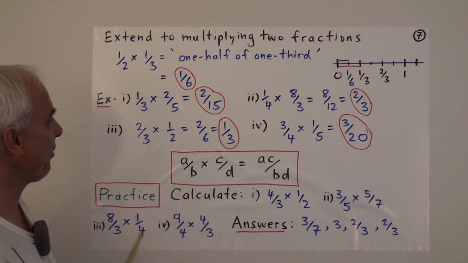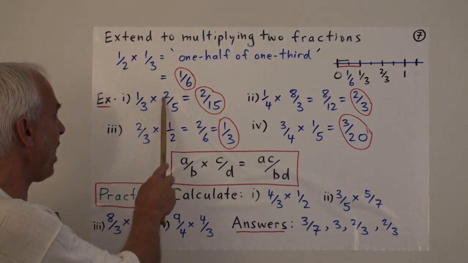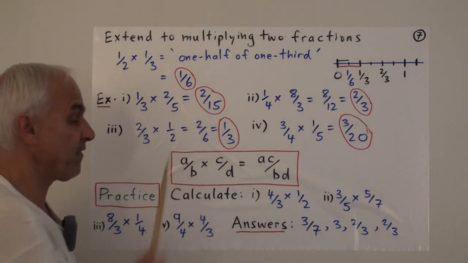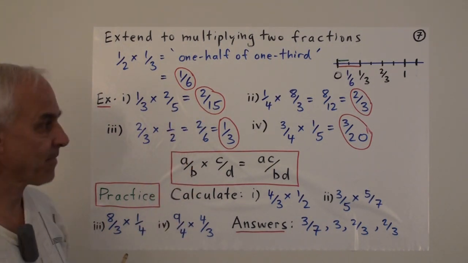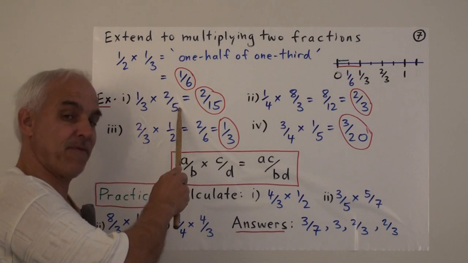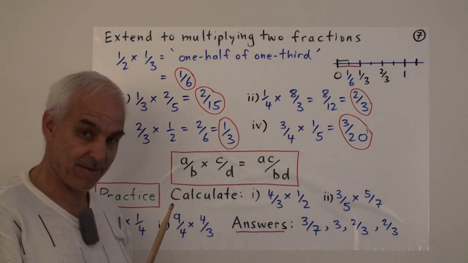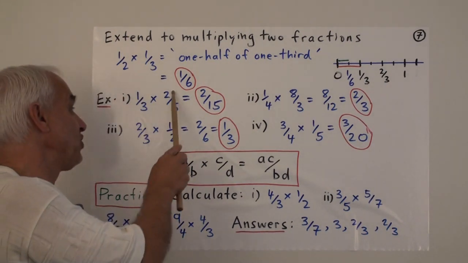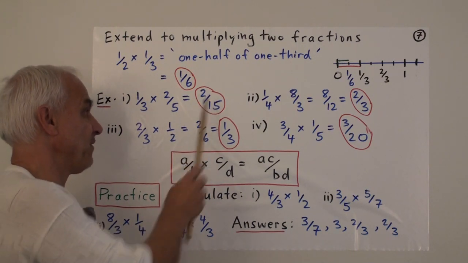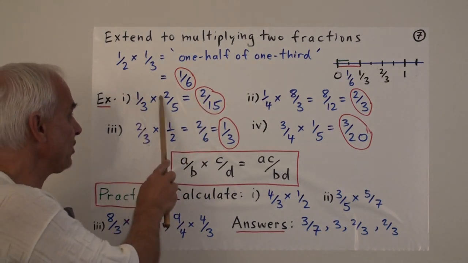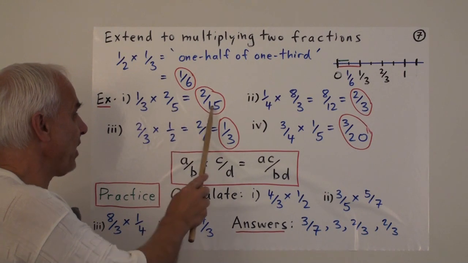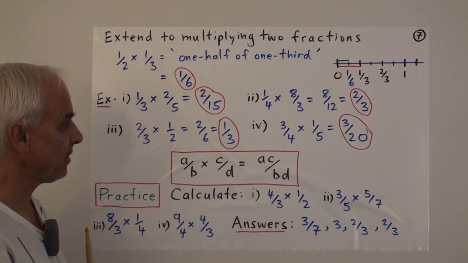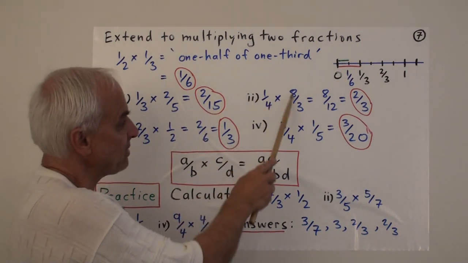So here's some more examples of multiplying fractions. 1/3 times 2/5 equals 2/15. So 1/3 of 1/5 would be 1/15. 1/3 of 2/5 would be then 2/15. Again, we're multiplying the numerators and we're multiplying the denominators.